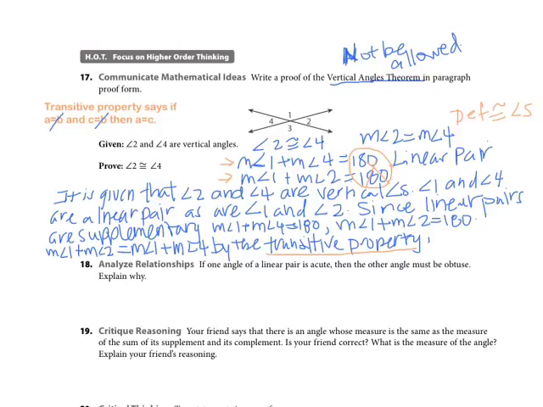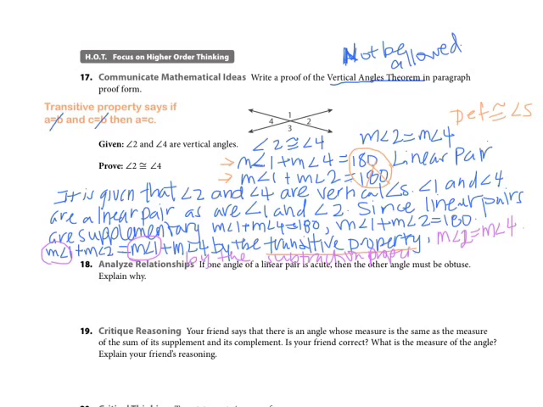Since the measurement of angle 1 is on both sides of the equation, I can actually cancel those out, leaving me with the measurement of angle 2 is equal to the measurement of angle 4. That would be the subtraction property, by the subtraction property.